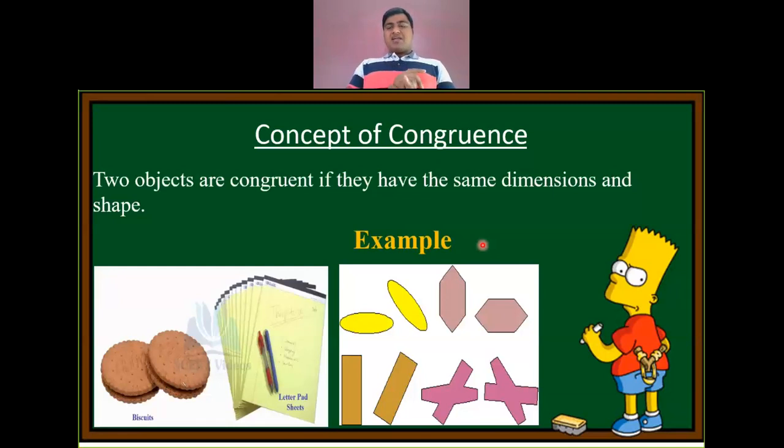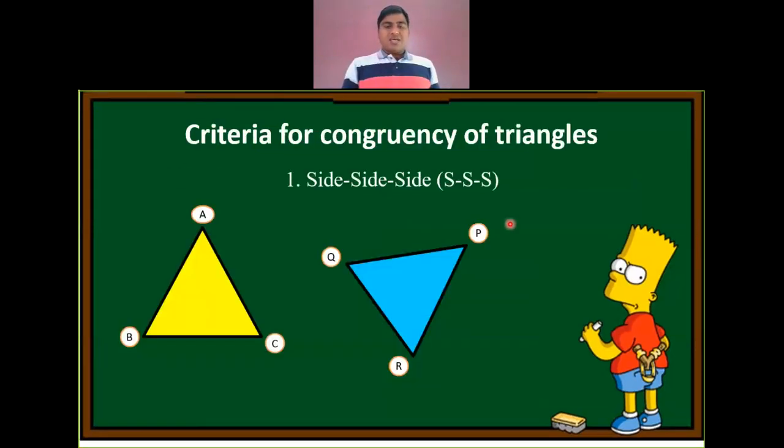But there is a criteria of congruency of two triangles. Criteria 1: sides, not verify 6 conditions, only sides. If three corresponding sides are equal, then we can say that two triangles are congruent.